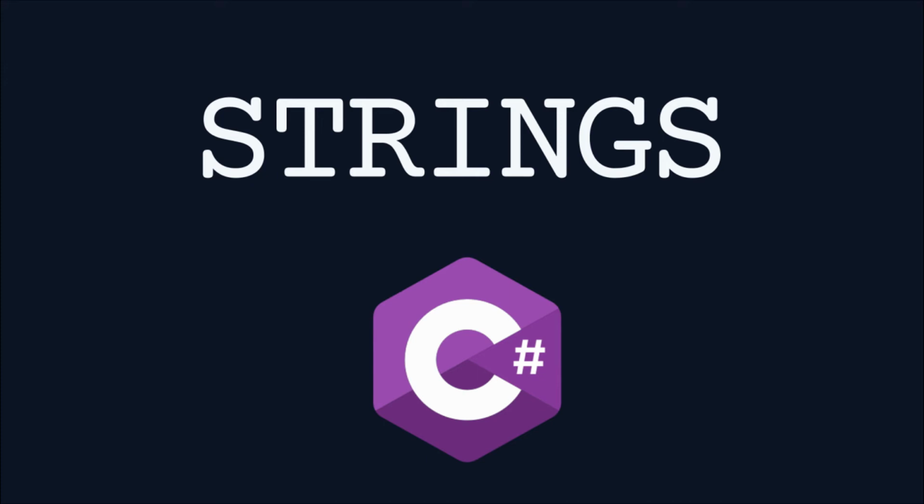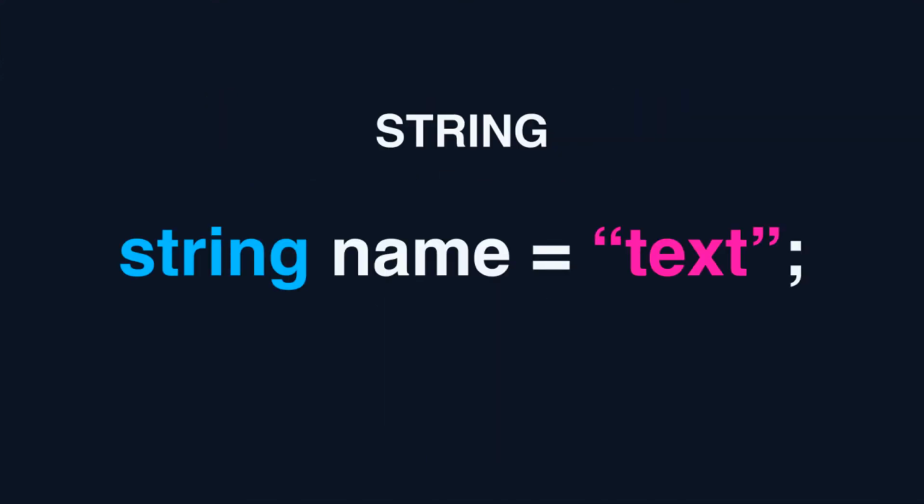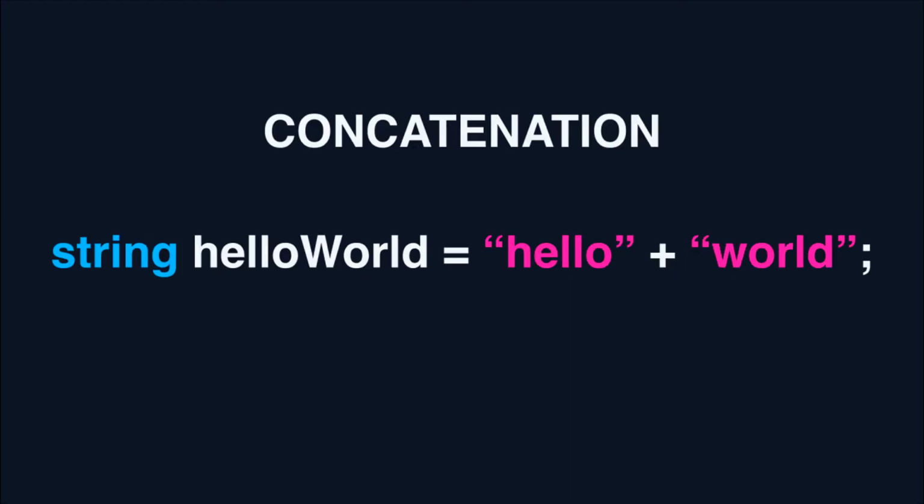A string is a sequence of characters. To declare a string variable, we specify the data type string, we choose a name, and assign an initial text value. Don't forget that you need to enclose a string value in double quotes. We call this a string literal. Now let's see some operations we can perform with strings.